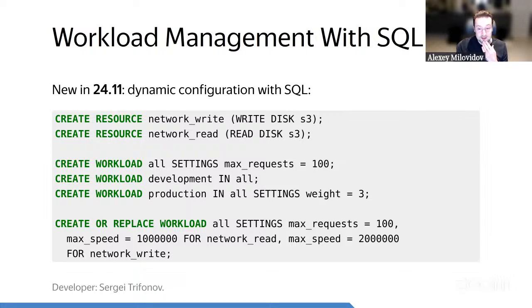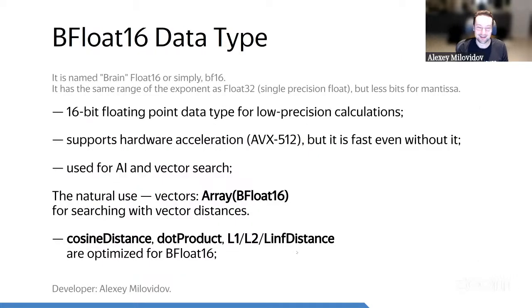And I can also define maximum speed in bytes per second for network read. I can also define the maximum number of requests in flight, the maximum burst of requests, the maximum number of bytes in flight, everything. And it works. You can try it today in version 24.11. One more, a new data type.